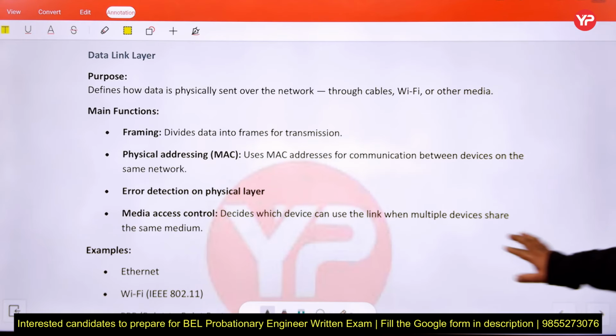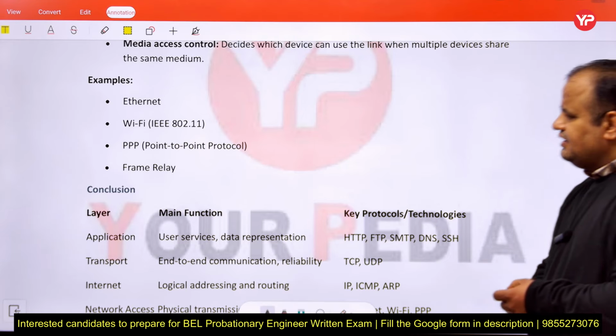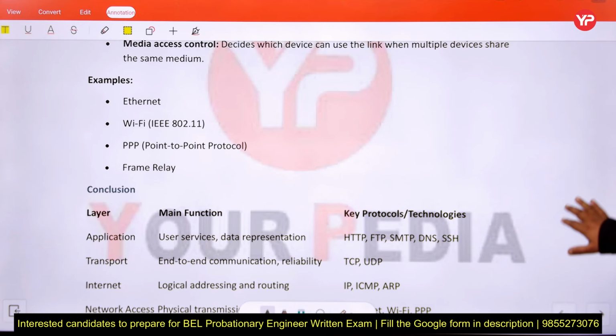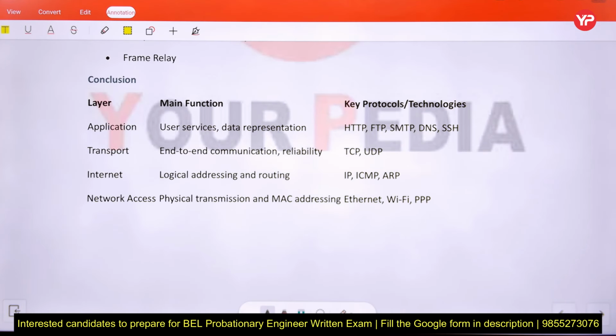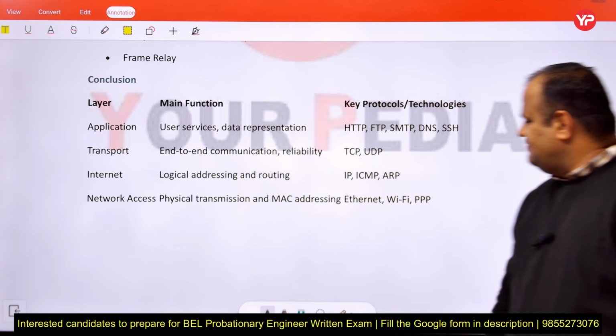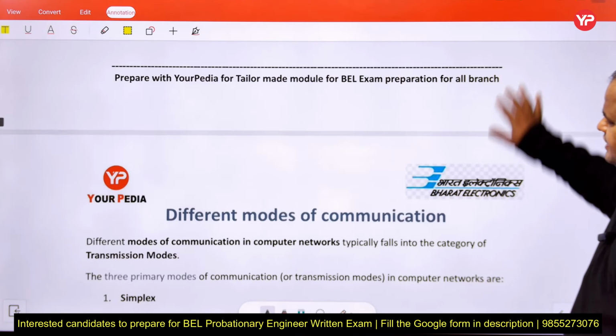Error detection and medium access. So here the protocols are Ethernet. For our purpose, Ethernet is important. Wi-Fi is not that important, neither is PPP, that is point-to-point protocol. So here is a summary. You can see the conclusion: the application layer provides the user services. Main protocols are HTTP, FTP, SMTP and DNS. Transport layer has mainly two protocols, TCP and UDP. Then the internet layer with IP, ICMP, ARP, and the physical or data link layer.